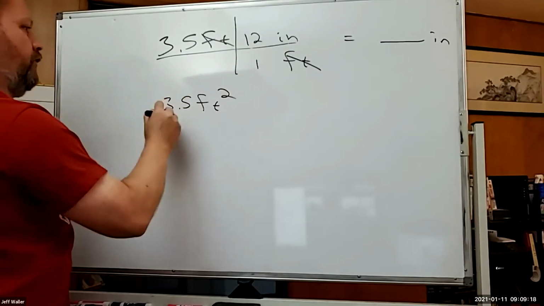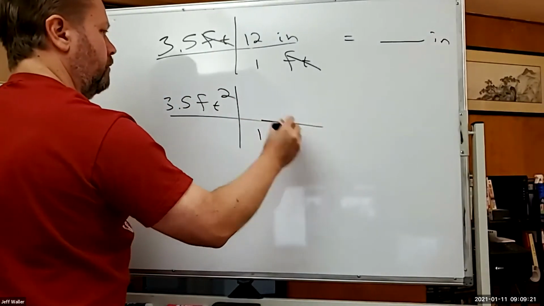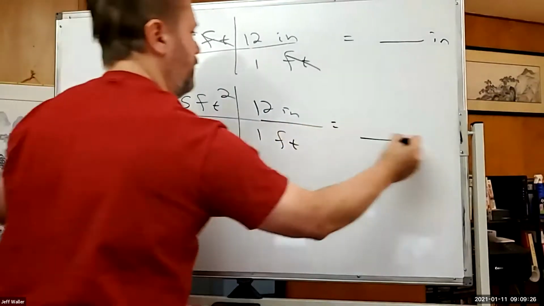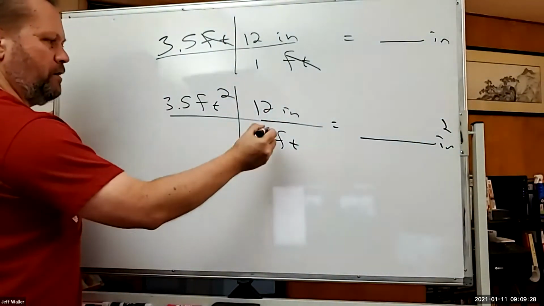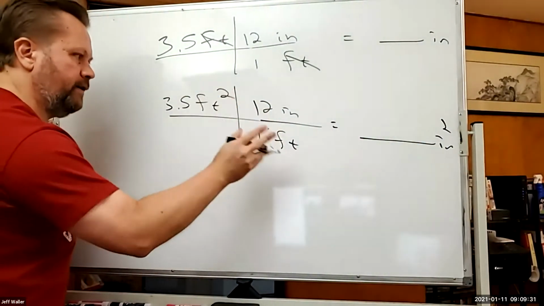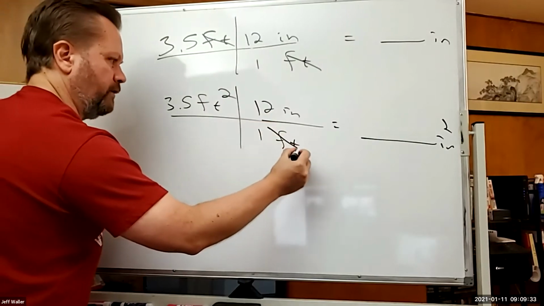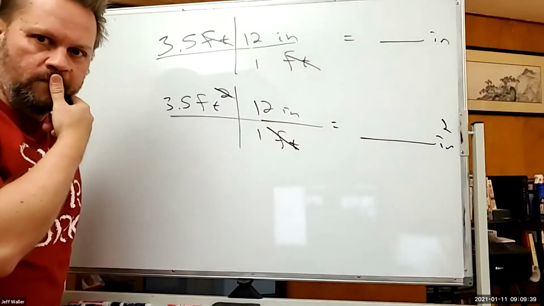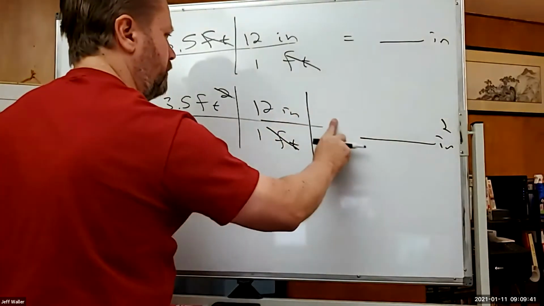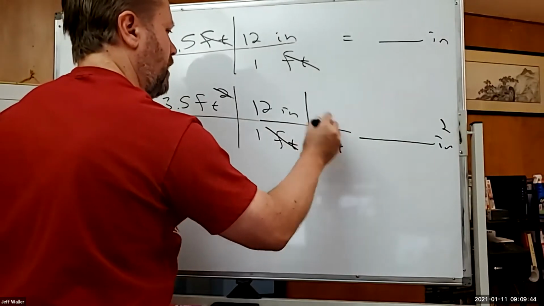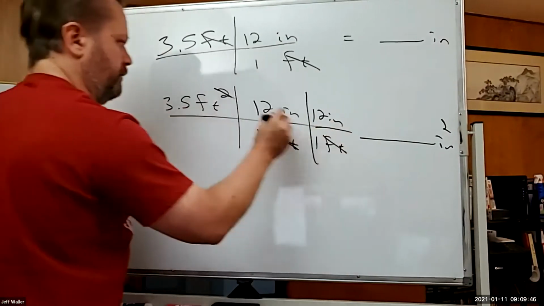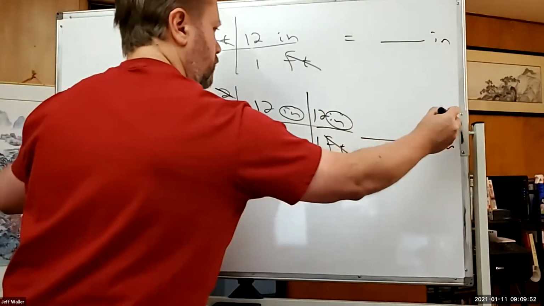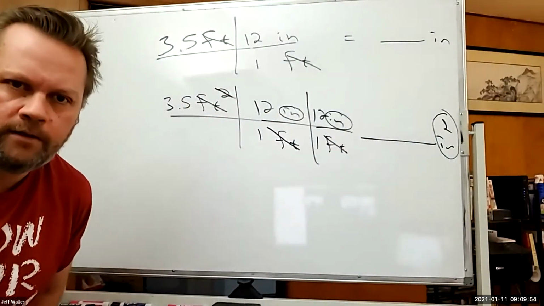If I have square feet and I just do this, have I completely gone to inches squared yet? No. Can you guys see this? How many feet? That cancels with one of these. So then I'm going to end up with foot inches, right? So I would have to do this one more time so that that cancels with the other one. Inch times inch is square inches. Do you guys see that?